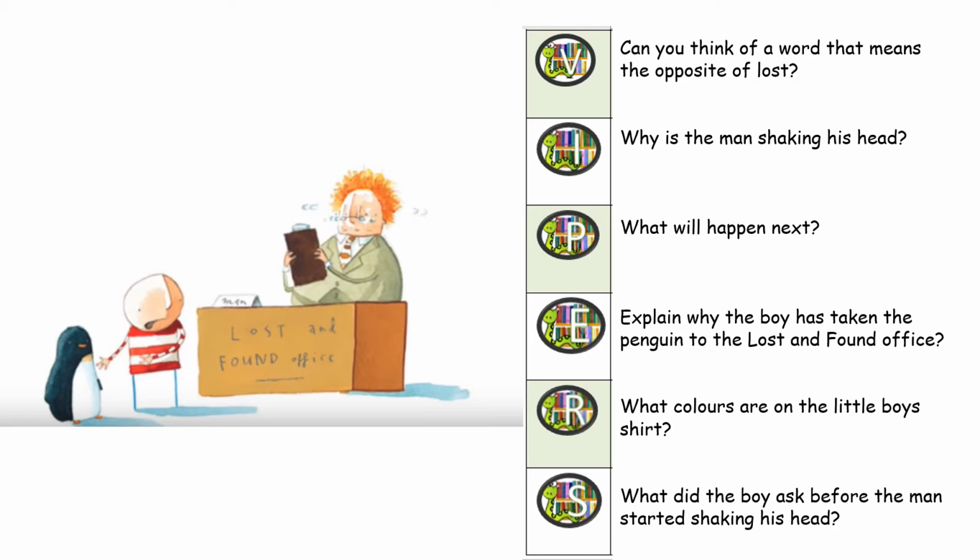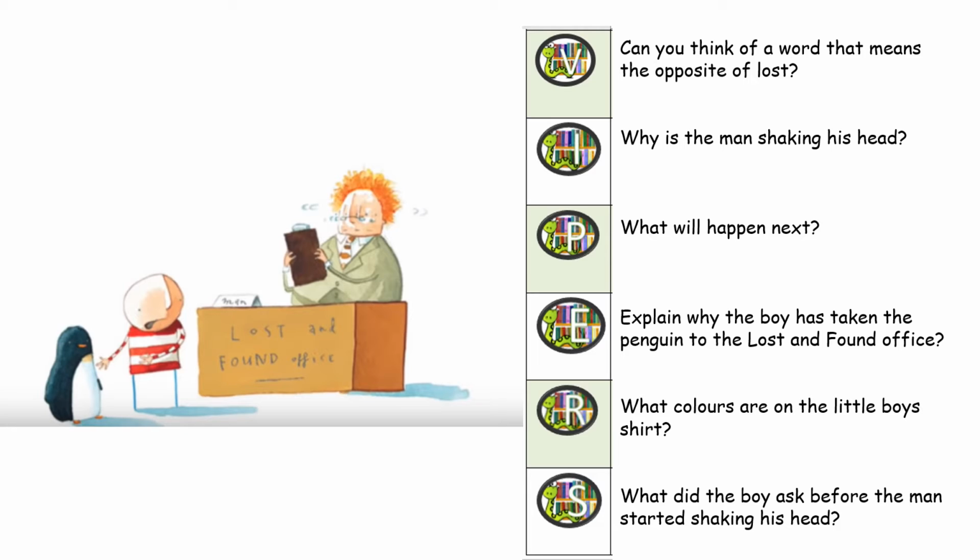The next one is an I for inference. So that's where we're being detectives. We're looking for some clues that might help us answer the question. The question says, why is the man shaking his head? So you have a little think if there's any clues in that picture as to why the man might be shaking his head. Pause the video and tell somebody next to you.